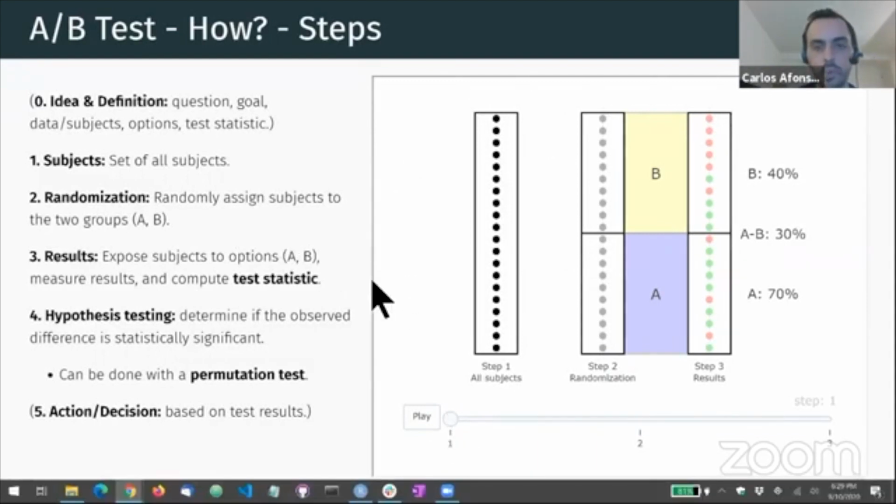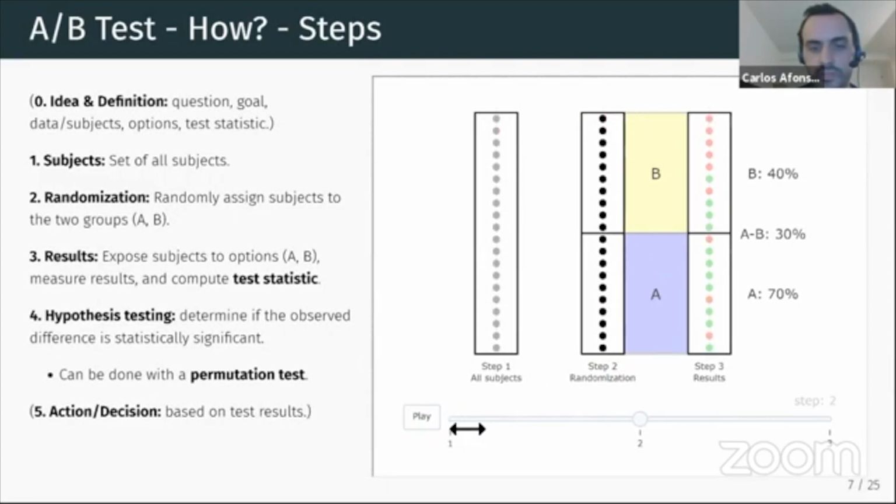Okay. Step 2, we need to separate those subjects into the two groups, group A and B. And that separation needs to be done randomly. So step 2 is randomization, where we randomly assign the subjects to the two different groups, A and B. I'm going to illustrate that by just randomly assigning these 20 subjects to these two groups. So there you go, randomly assigning those 20 subjects into two groups, group A and group B.